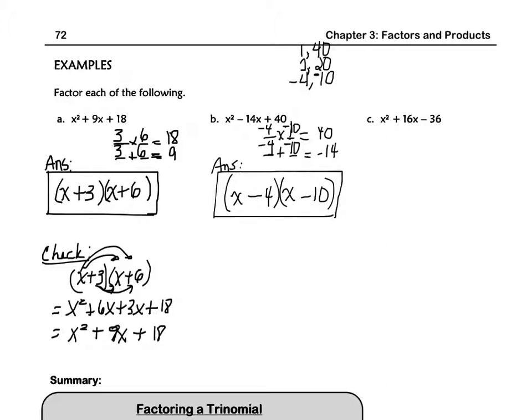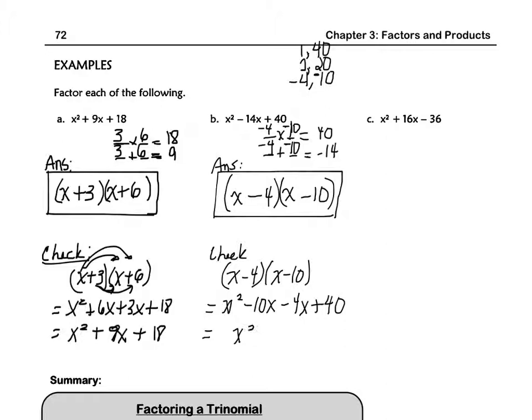But if you want to check to see if you did it right, you could just multiply it out again, and you'd get x times x is x squared, minus 10x, minus 4x, plus 40. So that would give you x squared minus 14x plus 40. So you know you're correct.